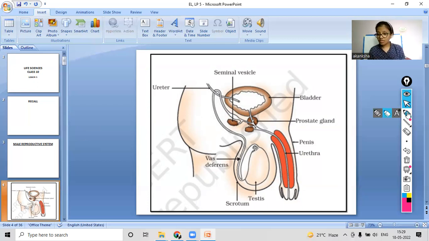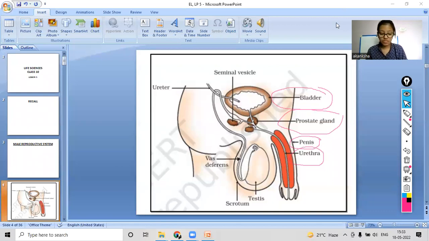What are the different parts that the male reproductive system has? It has a bladder, and then the prostate gland, and then the penis, and then the urethra inside the penis, and then this testis. These are some of the different parts. What else can you see? You have to discuss.